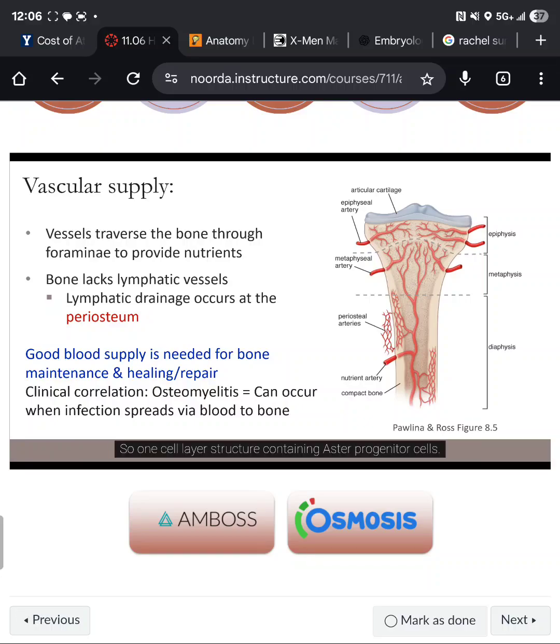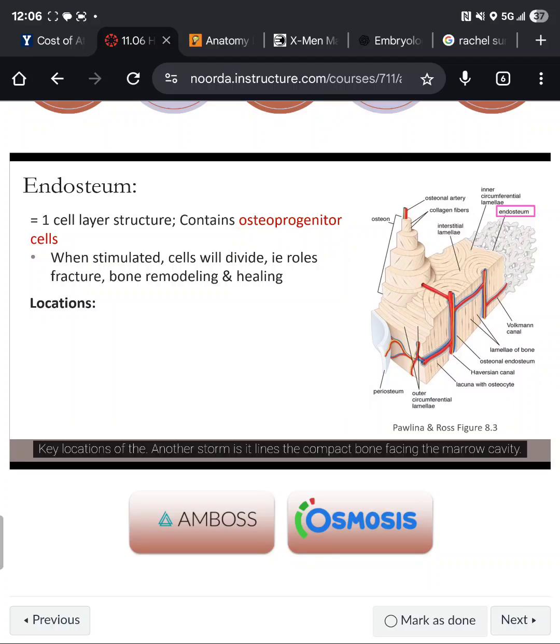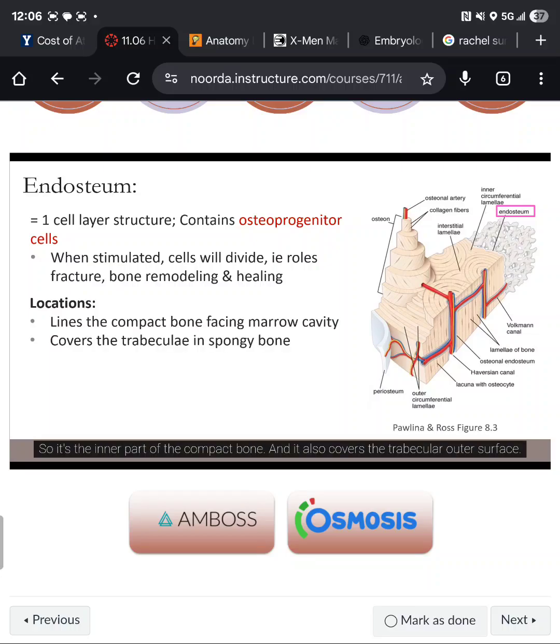The endosteum is a one-cell layer structure containing osteoprogenitor cells. When stimulated, they will also divide, and it will play a role in fracture with bone remodeling and healing. A key location of the endosteum is that it lines the compact bone facing the marrow cavity, so it's the inner part of the compact bone, and it also covers the outer surface of the trabeculae in the spongy bone region.